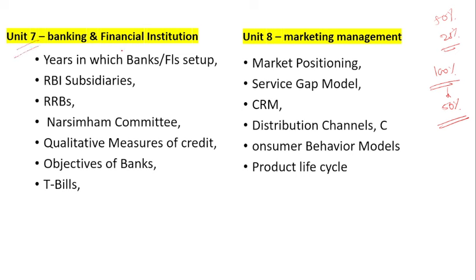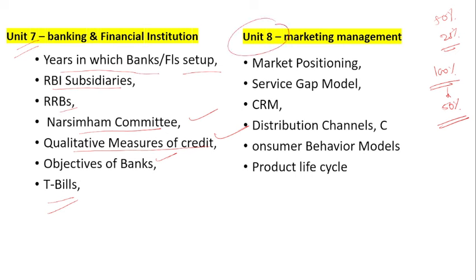Then from unit 7 they ask the years in which the banks were set up. Okay, this is for matching. Okay, then the RBI subsidiaries, then the RRBs. Okay, Narasimham Committee, there is a question from the Narasimham Committee. Then the quality measures of credit, then the objective of the bank, and the treasury bill.